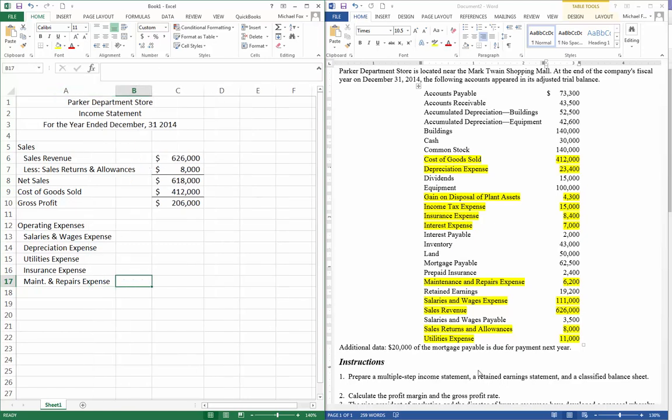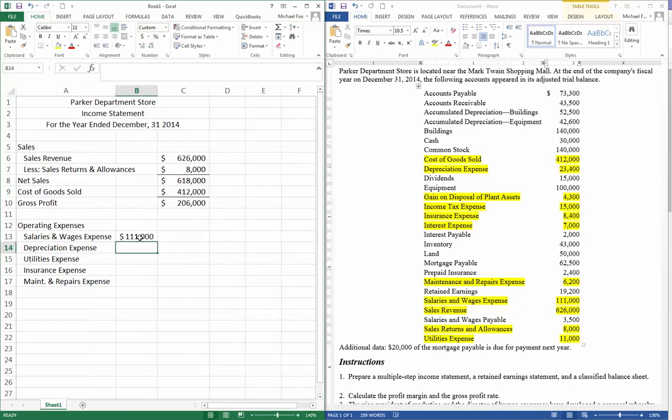So let's go ahead. Salaries and wage expense was $111,000. It's pretty common for salary and wage expense to be the biggest expense with the exception of cost of goods sold for a lot of businesses. Depreciation expense, $23,400. Utilities expense was $11,000. Insurance expense, $8,400. And maintenance and repairs is $6,200. So we'll say total operating expenses, which will be the sum of all those expenses.